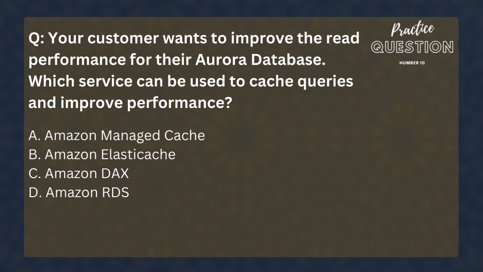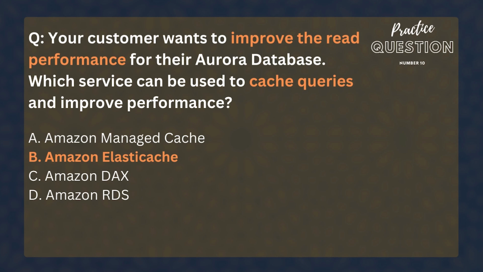Your customer wants to improve the read performance for their Aurora database. Which service can be used to cache queries and improve performance? Amazon Managed Cache, Amazon ElastiCache, Amazon DAX, Amazon RDS. Amazon ElastiCache, as explained earlier, can be inserted between your application server and database server to cache queries and their results in memory and speed up the read requests.